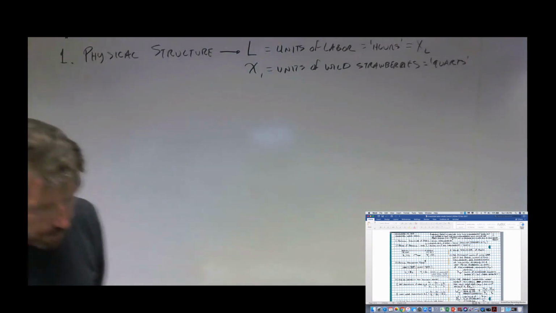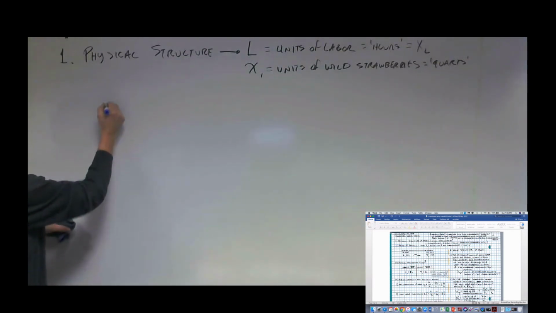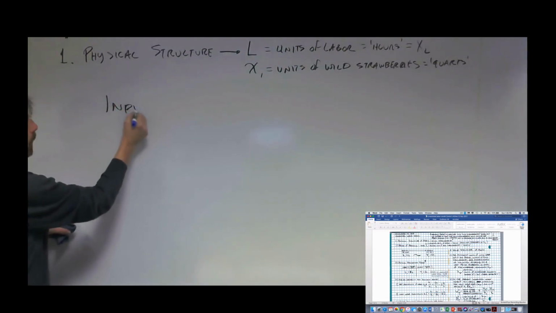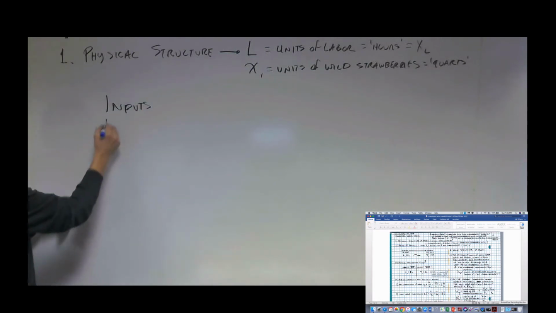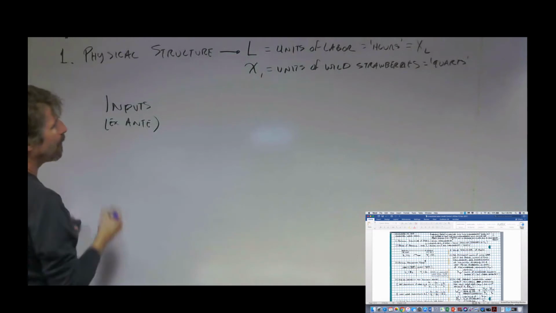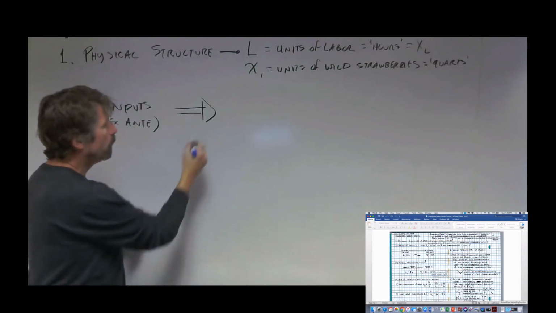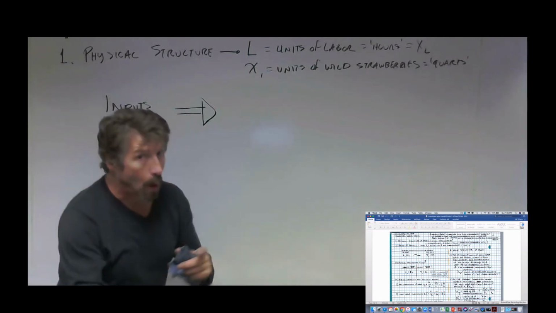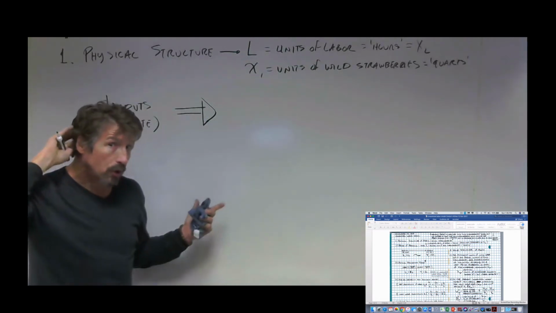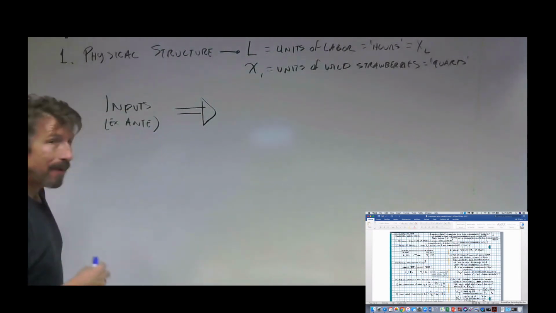Anyway, the physical structure of production is going to be here. So we're going to have our inputs, and now we're going to have a relationship. Our inputs are going to be ex ante. These ex ante inputs are going to be used to create, produce, or go out and gather wild strawberries. We don't plant them, we just go get them. They ain't planted, they're fetched.